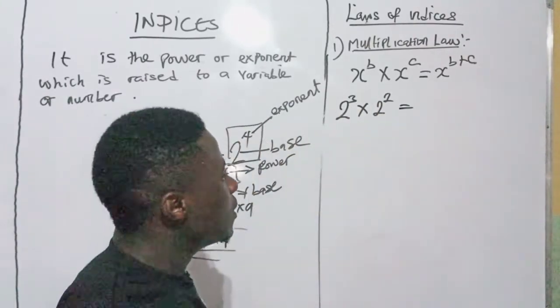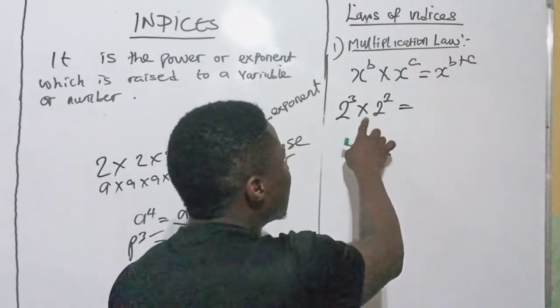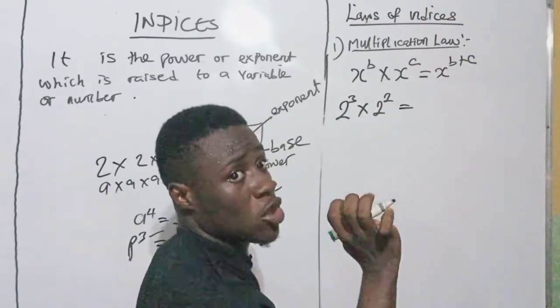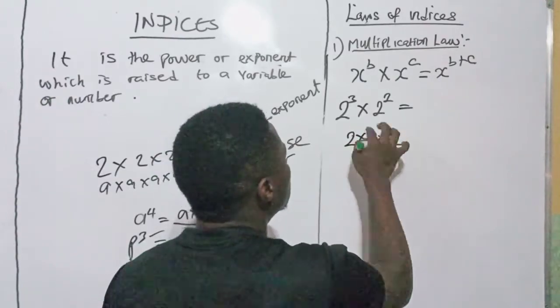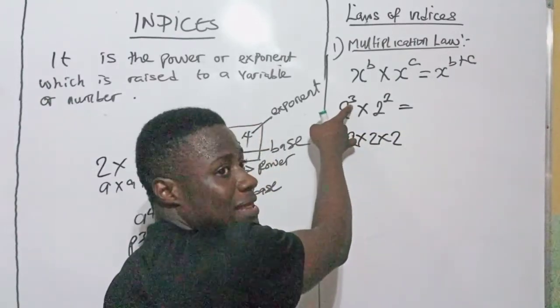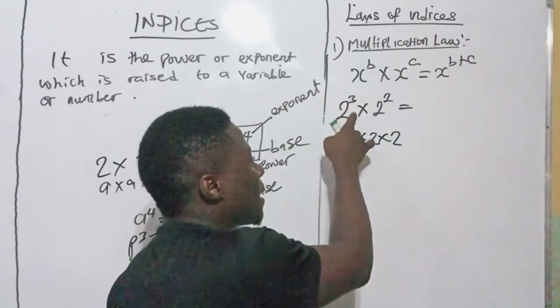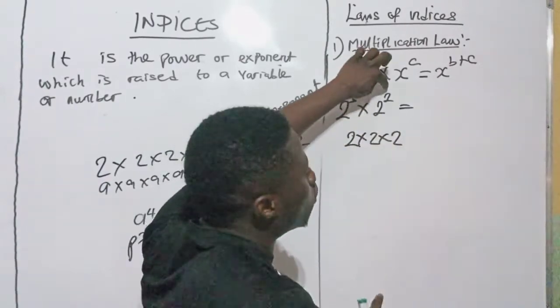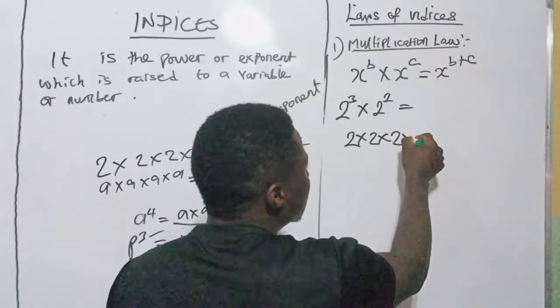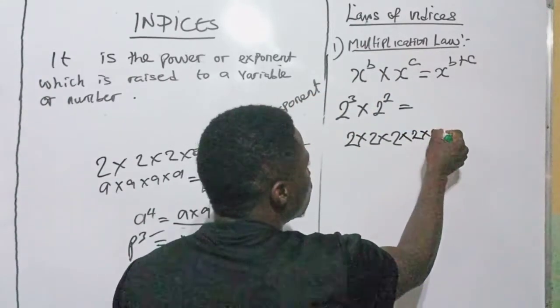Same base, right? So now, 2 raised to power 3 multiplying 2 raised to power 2 simply means, in normal arithmetic, 2 times 2 times 2. That is expressing the index of 2. 2 raised to power 3 implies 2 times 2 times 2, right? Then it is multiplying 2 raised to power 2, which simply implies times 2 times 2.